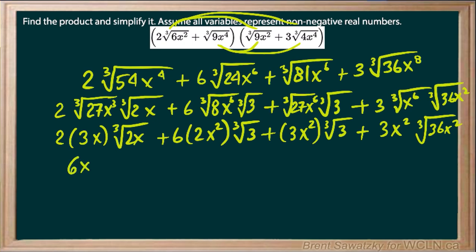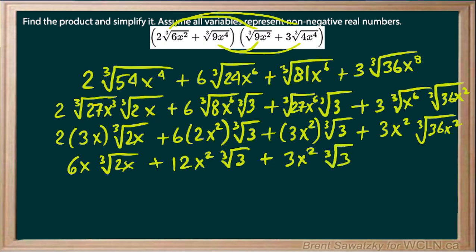Okay, so we'll do another step here to just work these out. So 6x, 2x, 12x squared, and 3, and 3x squared, and another 3, and nothing left to do here. Make that a 6. Okay, so quite a bit of work going on here.